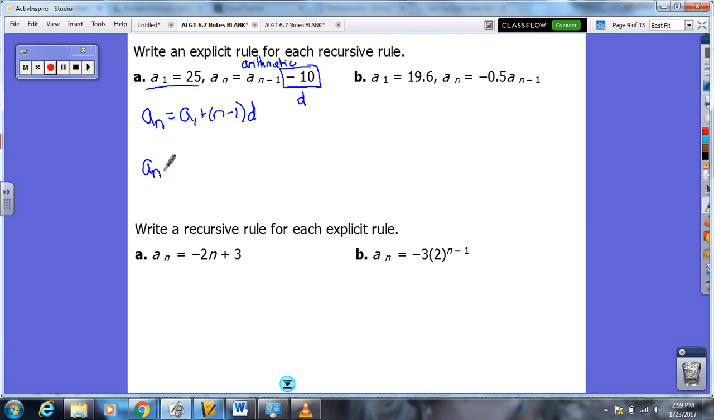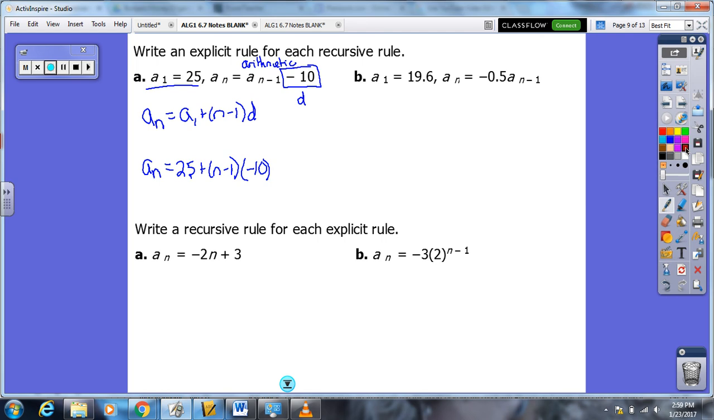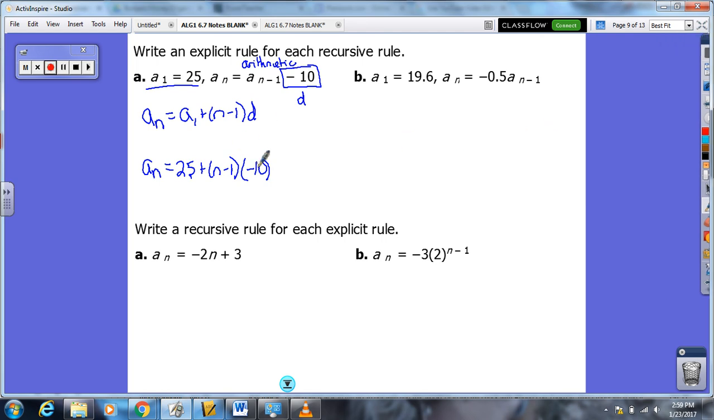So we would plug in everything we know. We know the first term is 25. The formula is n minus 1. And then I'm going to multiply times negative 10. From there, I just simplify. So I'm going to distribute the negative 10. So I have 25, negative 10 times n, and negative 10 times negative 1 is positive 10. So when you simplify, what you get is negative 10n, and then 25 plus 10 is plus 35. And that is the explicit rule for this recursive rule.